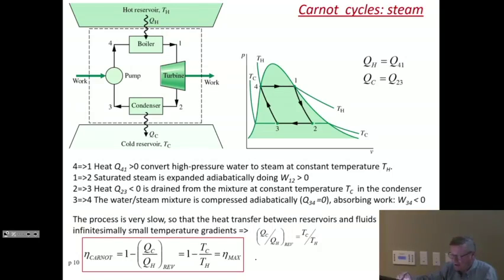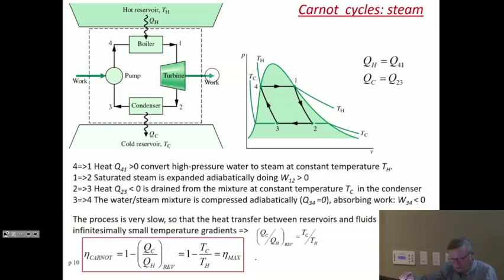So once again, we have an isothermal system at the boiler. We have an adiabatic system at the turbine. We have an isothermal system at the condenser. We have an adiabatic system at the turbine. The only thing that changes is the heat in and the heat out.